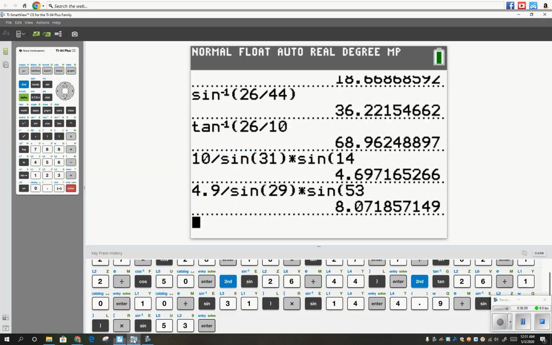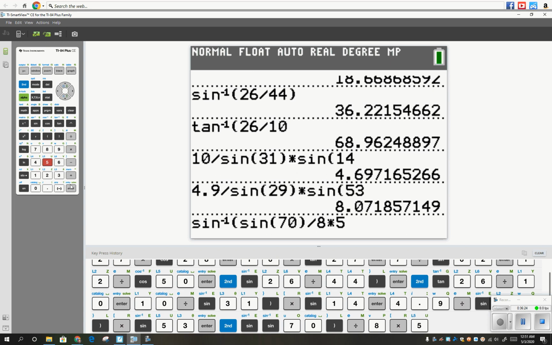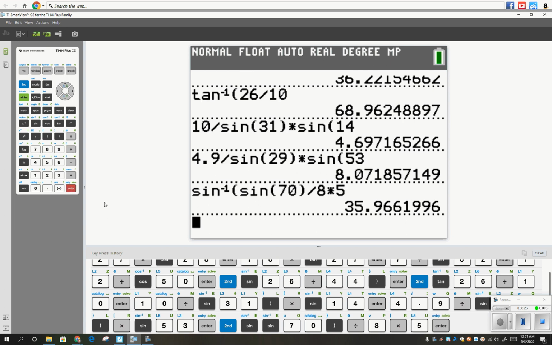So we type that into our calculator. We can type it all in at once. So I'm going to do sine inverse of sine of 70. Make sure you close the parentheses after the 70. Divided by 8 times 5. And I end up with 35.966.